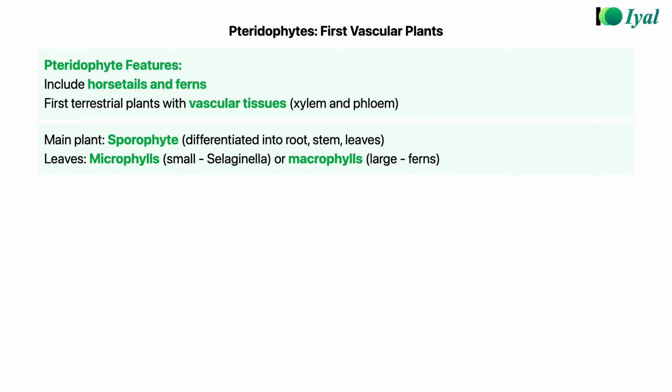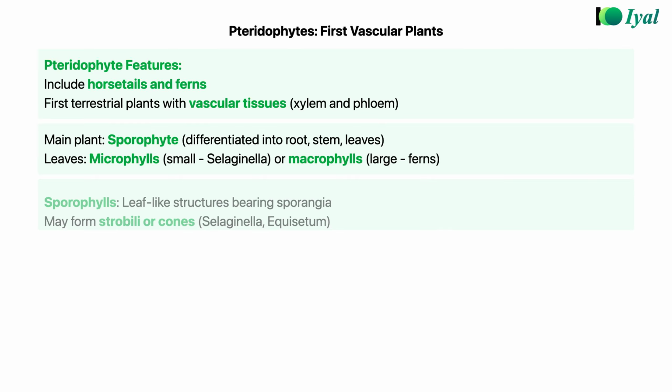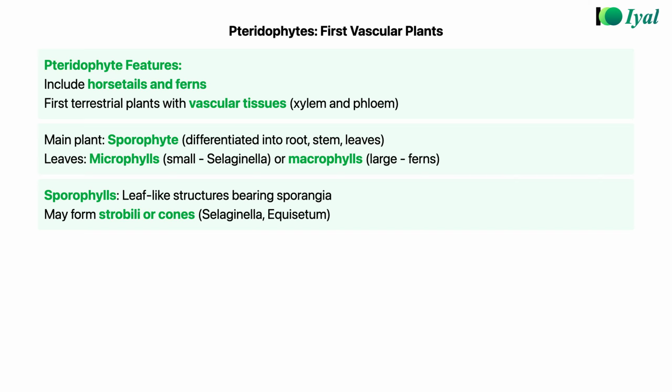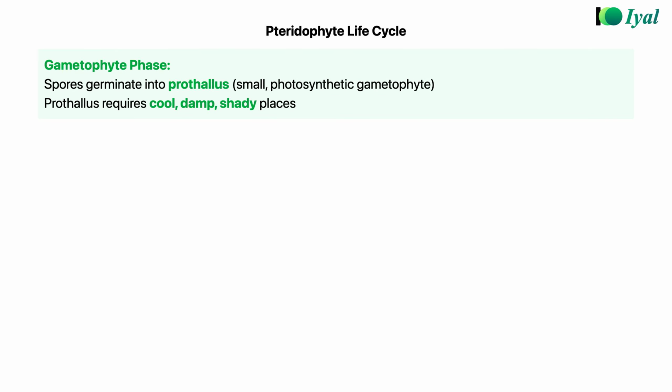The leaves can be small, which we call microphylls like in Selaginella, or large, called macrophylls like in ferns. The sporophytes bear sporangia. These are the spore-producing structures, and they're subtended by leaf-like appendages called sporophylls. In some cases, these sporophylls are organized into distinct compact structures called strobili or cones. You see this in Selaginella and Equisetum. These are sites of spore production. The sporangia produce spores by meiosis in spore mother cells. When these spores germinate, they give rise to small, inconspicuous, multicellular, free-living, mostly photosynthetic gametophytes called prothallus.